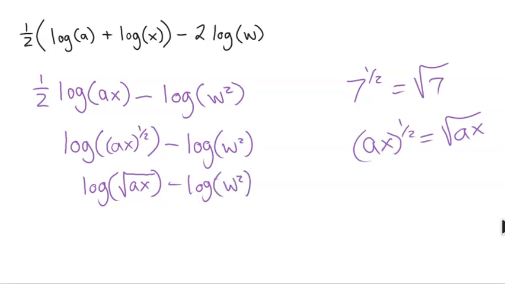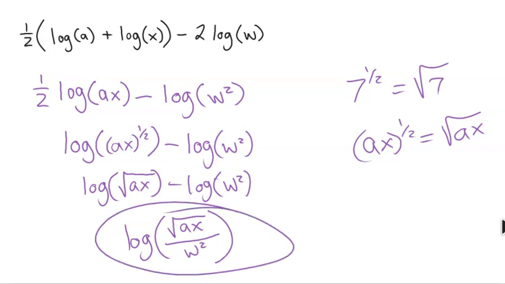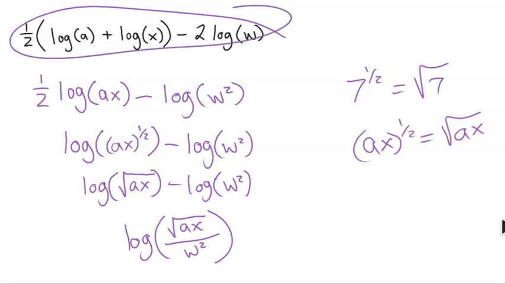Now we're going to do the last step. This subtraction means division, so we can do a single logarithm with this in the numerator and this in the denominator. So it's going to become log of the square root of ax in the numerator over w squared in the denominator, and this is the end. That's our final logarithm, a single logarithm from an expanded logarithm.